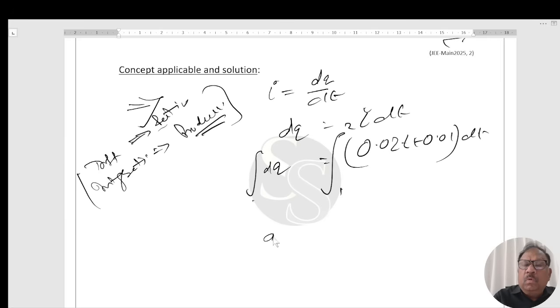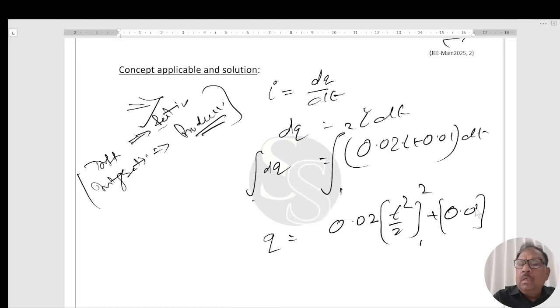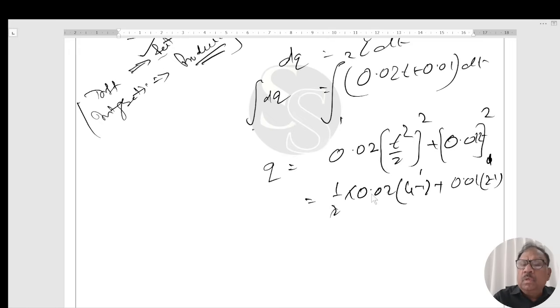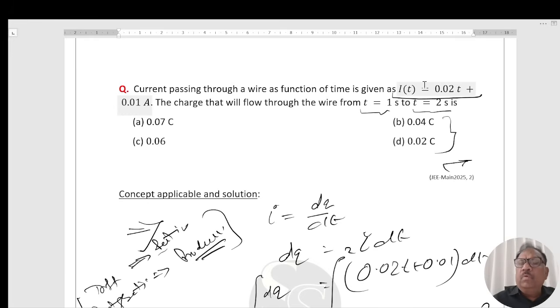So this comes out to be q equal to 0.02 t square by 2 from 1 to 2, plus 0.01 t from 1 to 2. That is 1 by 2 into 0.02 into (4 minus 1), plus (2 minus 1) into 0.01. On further simplification, this comes to 0.03 plus 0.01, that is 0.04. B option is the correct one, 0.04 coulomb.